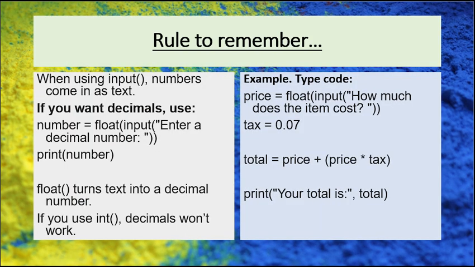Here is a rule to remember. When using input, numbers come in as text. If you want decimals, then you should use a float. For example, type the code that's on my screen. You can pause the video again while you type.